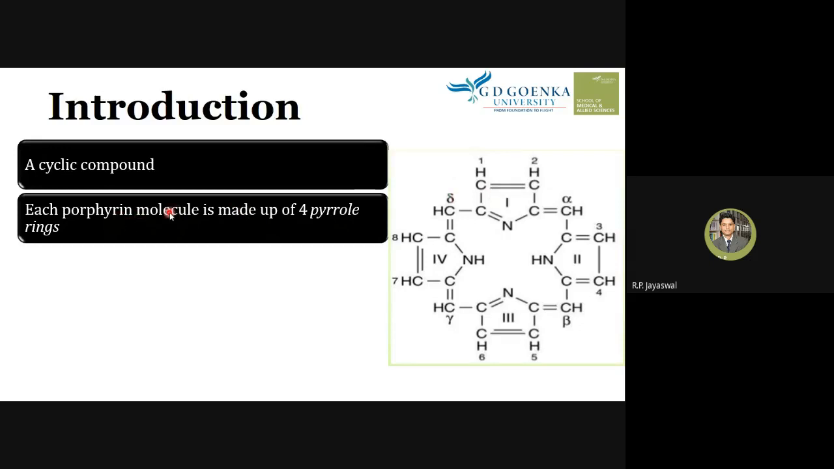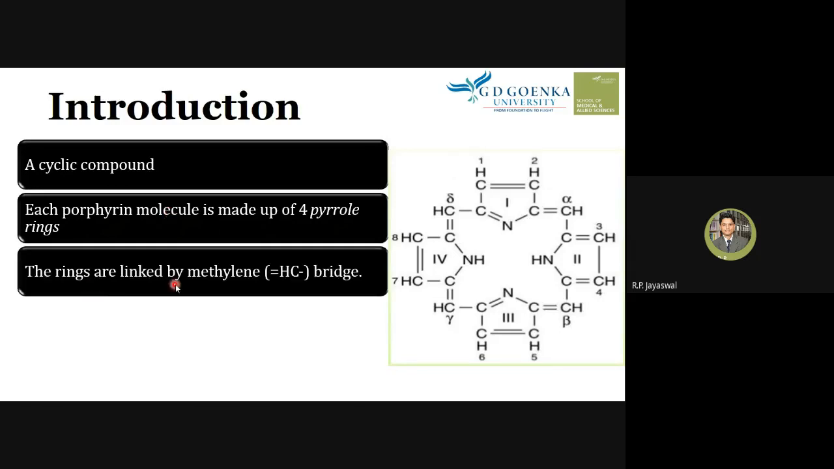Porphyrin molecules always have four pyrrole rings, and these pyrrole rings are connected to each other by a methylene bridge. You can see the typical structure of the methylene bridge in the structure of porphyrin here. This is the methylene bridge, CH double bond and the single bond. This methylene bridge, the alpha methylene bridge, connects pyrrole ring first and the second.